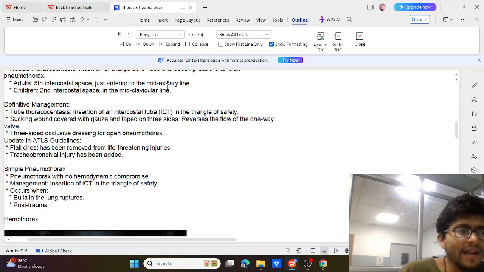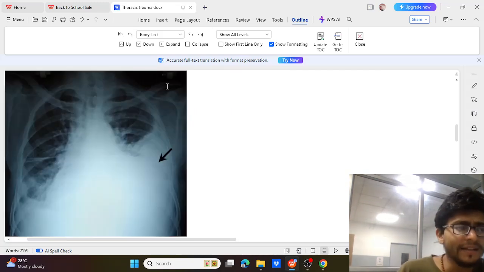Then updates in the ATLS segment. Flail chest has been removed from life-threatening injuries, and in its place tracheobronchial injury has been added. Both these are life-threatening, even though not immediately life-threatening. It can be associated with other injuries also, but flail chest without other injury has been removed from life-threatening injuries, but it is a dangerous injury, we cannot neglect it.